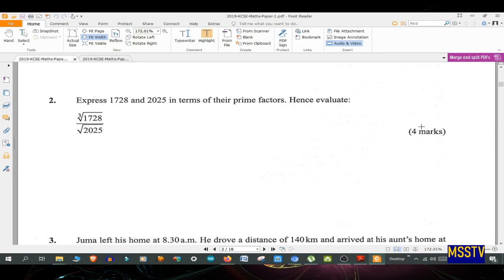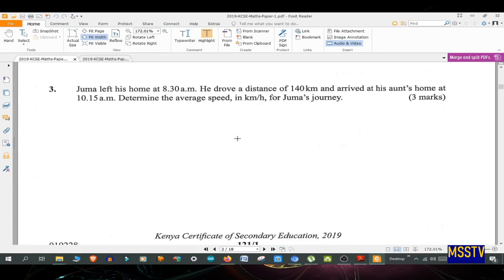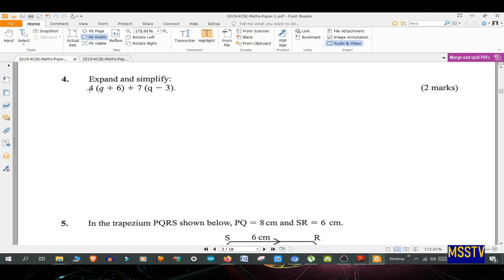Question 3. Juma left his home at 8:30. He drove a distance of 140 kilometers and arrived at his aunt's home at 10:15 a.m. Determine the average speed in kilometers per hour for Juma's journey. So this kind of question is from the topic linear motion in Form 2. Again, 3 marks. So you can see how easy it is to pass KCSE Mathematics by just being well versed with the basics. Question 4. Expand and simplify. So this is an algebraic expression. You're just supposed to open the brackets and then simplify that. You get a comfortable 2 marks.